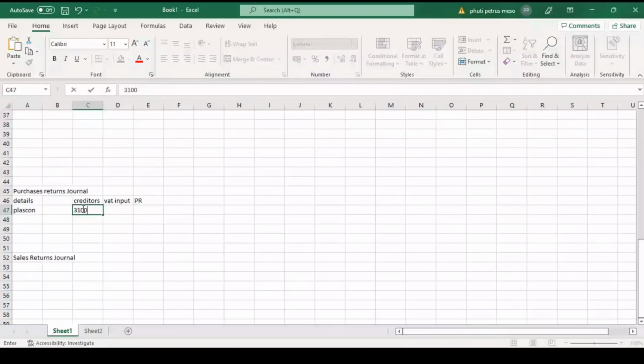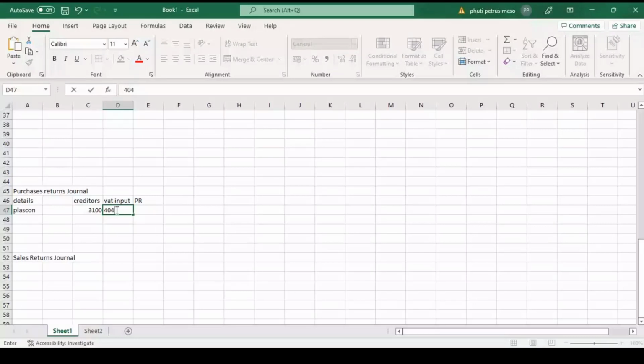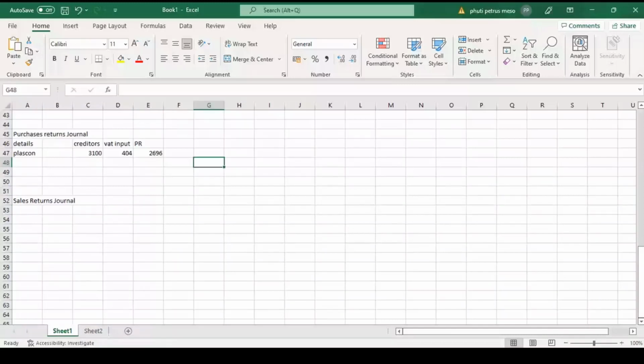Okay, let's go look at our sheet. It's 3,100 rand. So you take 3,100 creditor, and then you put 3,100 multiplied by 15 divided by 115. So your VAT would be 404. Okay, round it off there, and then you would say 3,100 minus 404, and then you put 2,696. That's your answer. Let's have a look at the last transaction here.